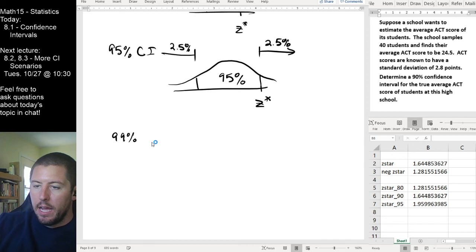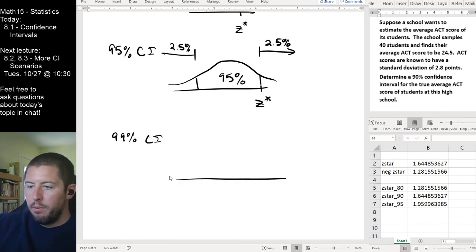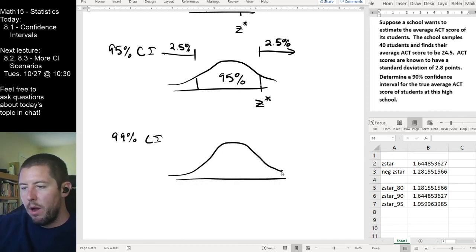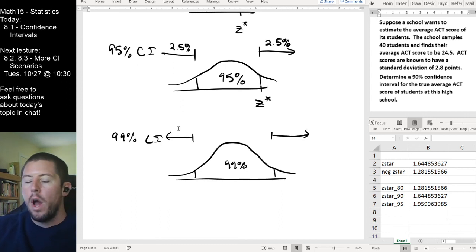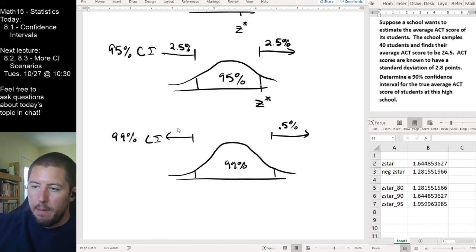99% confidence interval. We're getting pretty extreme now. Nothing's changing about what we're doing. We're just recognizing that our tail area is getting to be really small out there. If 99% is captured in the middle, then that remaining 1% is shared between the two tails. So this is a 0.5% and a 0.5%.